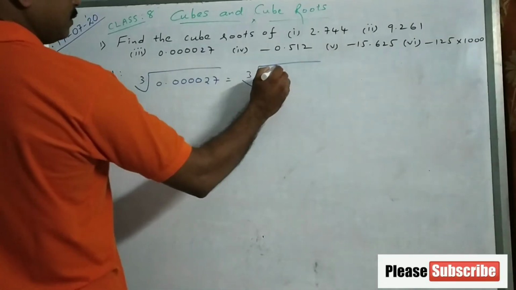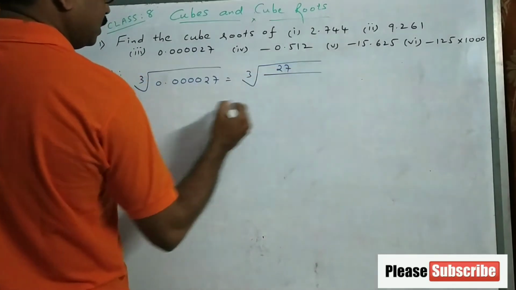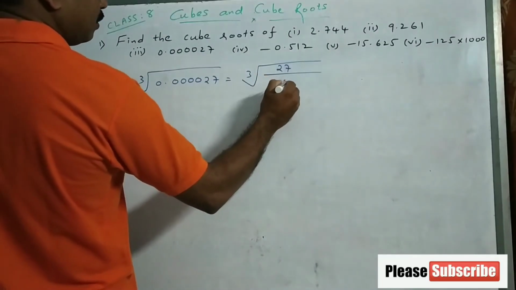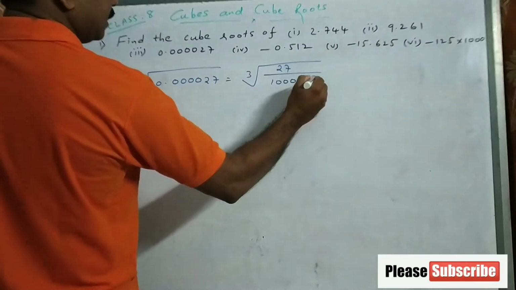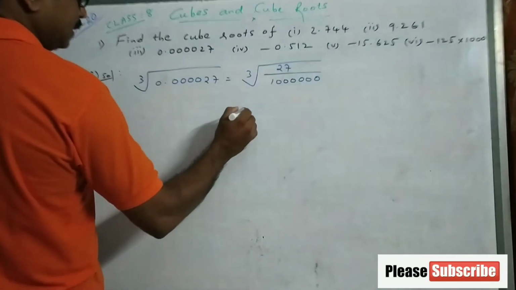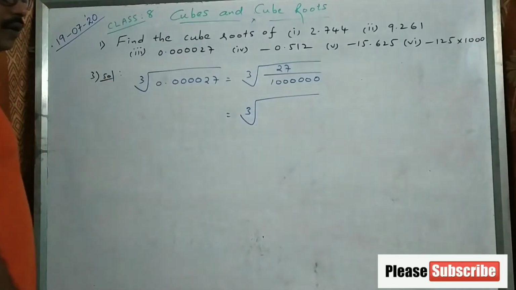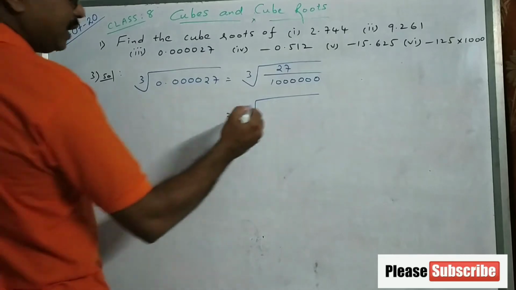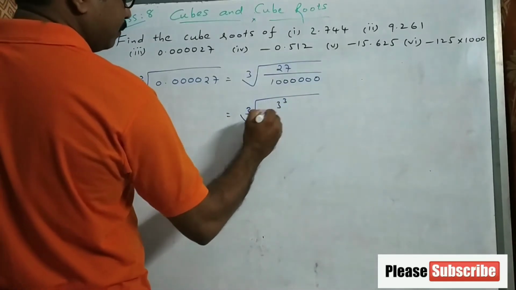Cube root of, I can write 27 upon 1, 2, 3, 4, 5, 6. So 1 should be followed by 6 zeros, 10 lakh. Okay? This we can write directly. 27 is already a perfect cube, 3 into 3 into 3, 3 cube.